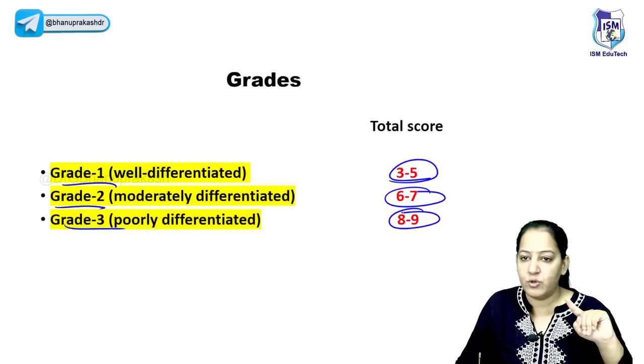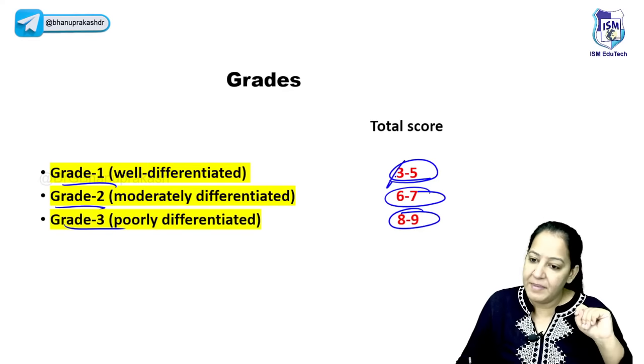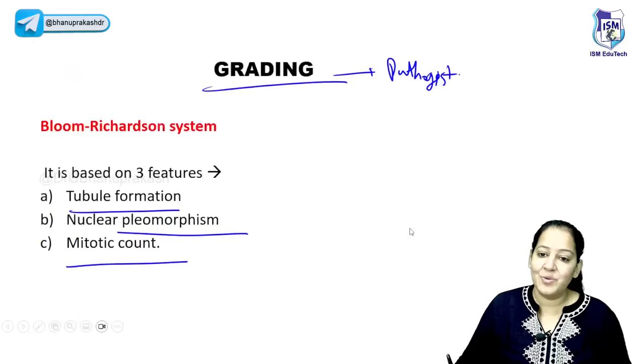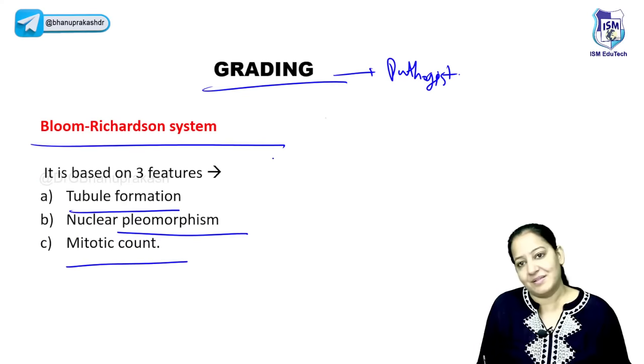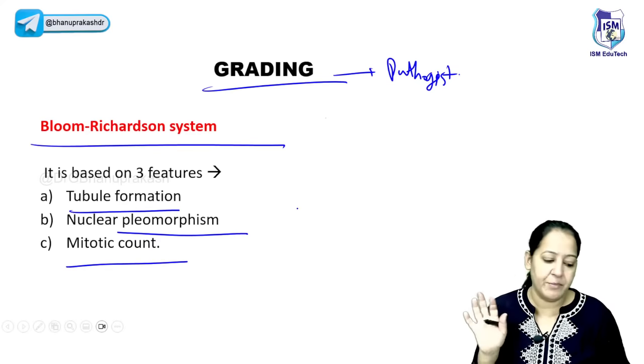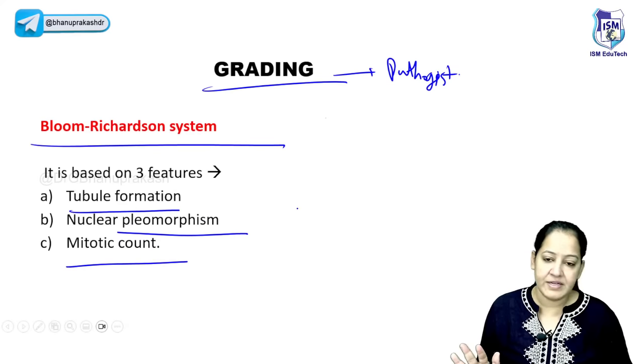And if the total is 8 to 9, it's grade 3. Minimum is 3, maximum is 9, as I told you. How many of you got it? This is known as the Bloom-Richardson scoring system, a scoring and grading system for the grading of breast cancer. This is how we have done the grading.